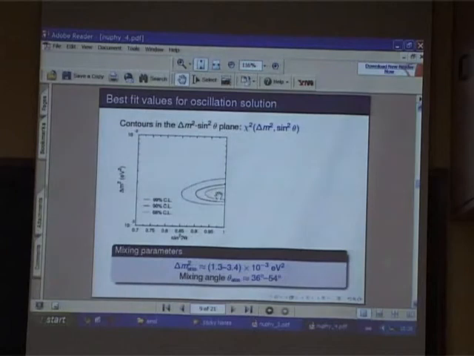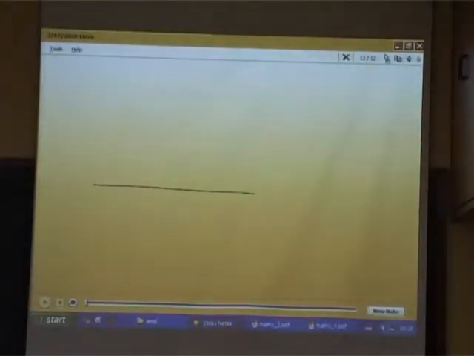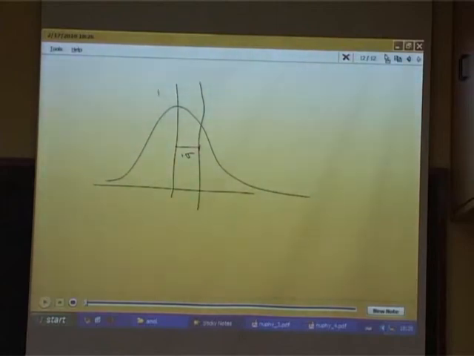68% is often also called 1 sigma. The reason is that if you draw a Gaussian, and if you go away by 1 sigma, then the area between these two regions is nearly 68%. You have a more accurate number? Whatever. That's why people often use 68%.